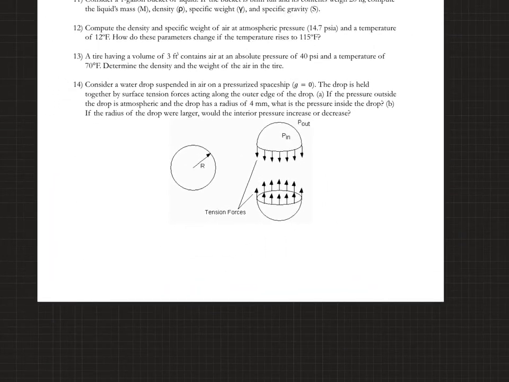Consider a water drop suspended in air on a pressurized spaceship. G equals 0. The drop is held together by surface tension forces acting along the outer edge of the drop. The pressure outside the drop is atmospheric, and the drop has a radius of 4 millimeters. What is the pressure inside the drop?